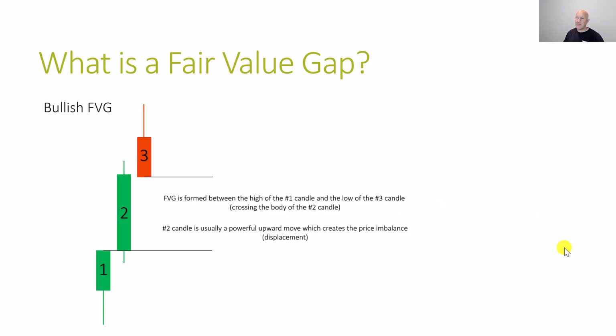This is an example of a bullish fair value gap, and that's our 3-candle formation, so 1, 2 and 3, and you can see we have this big center candle. This is the displacement, and we have the fair value gap formed between the high of the first candle and the low of the third candle. What we generally see is that the second candle will be a powerful up move, and that will be what creates the imbalance or the displacement. Now we'll cover what the displacement actually means when we talk about market structure shifts in the video shortly.